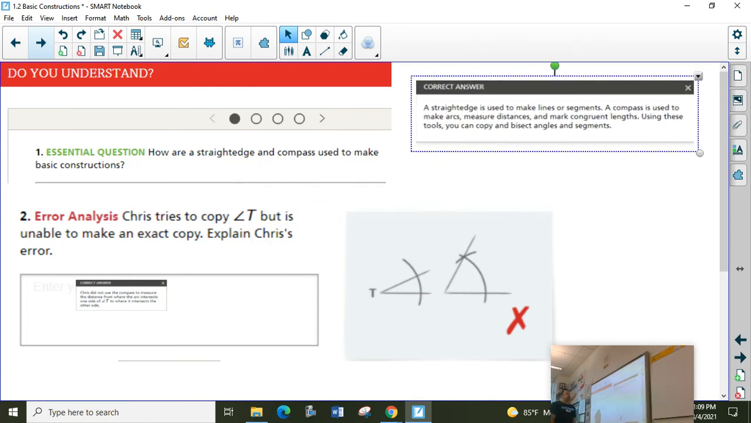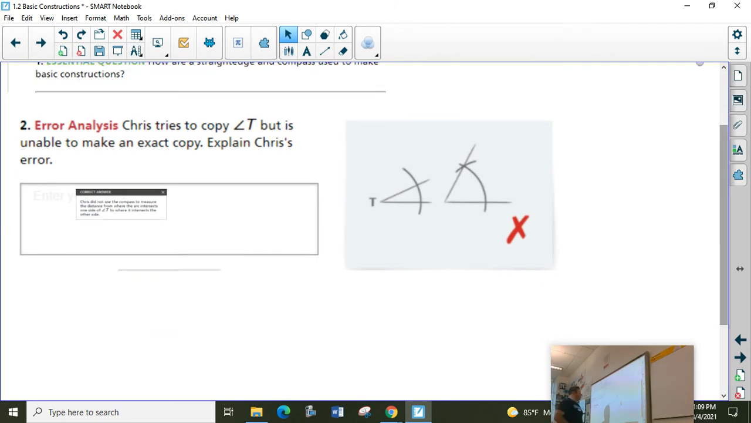There's your answer. A straight edge is used to make lines or segments. A compass is used to make arcs, measure distances, and mark congruent lengths. Using these tools can help you copy and bisect angles and segments. All right, what did this person do wrong? Chris tries to copy angle T, but is unable to make an exact copy. What did they do wrong? Okay, so they have an arc here, right? They didn't measure this. This is the mistake that most people make.